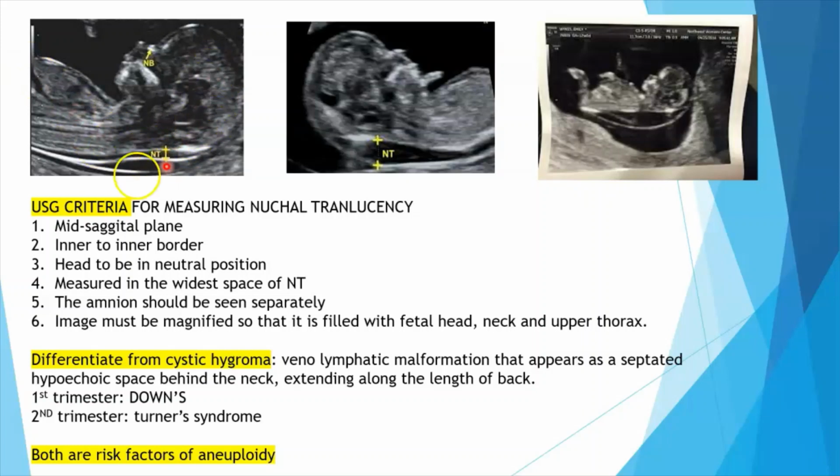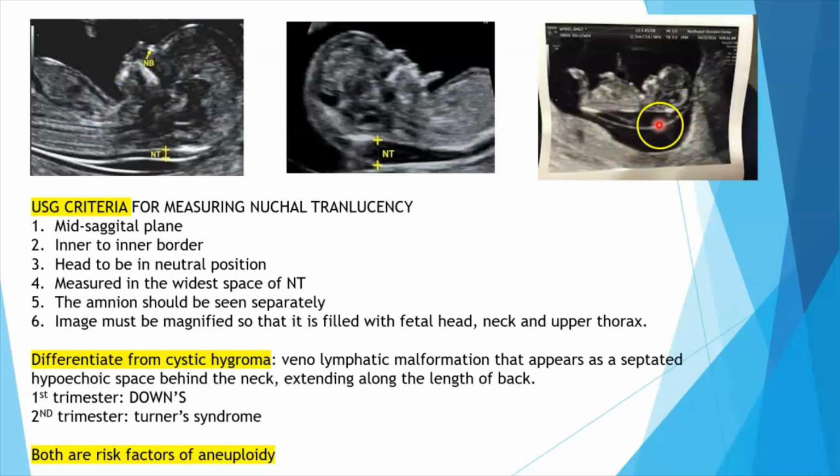Head should be in a neutral position, measured in the widest area of NT. The amnion should be seen separately. An image must be magnified so that it is filled with fetal head, neck and the upper thorax. Important thing is that you need to differentiate NT from cystic hygroma.